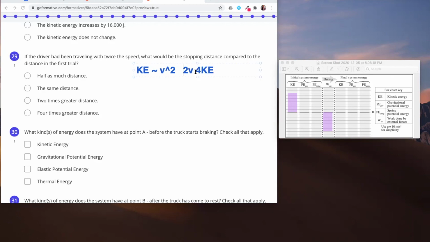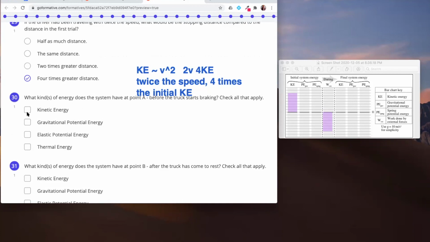So let's write this in words. Twice the speed gives you 4 times the initial kinetic energy. So that means if you were trying to stop the car, it would take 4 times the distance in order to do so. For number 30, before the truck starts braking, that means there's kinetic energy.